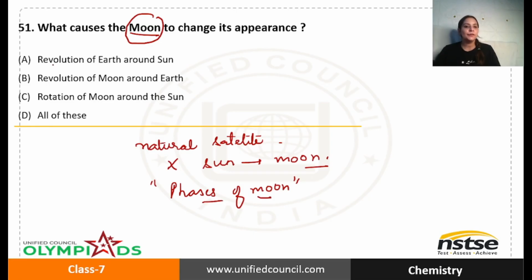It is just because of, option A says revolution of earth around the sun, revolution of moon around the earth, rotation of moon around the sun, or all of these. Let me tell you, it is just because the moon is revolving around the earth, right? So when the moon is revolving around the earth, there are a few stages when it is close to the sun and its parts get illuminated, but when it is far from the sun, then its surface is not being illuminated. That is why you keep on seeing that its appearance changes. So the answer is option B, that is revolution of moon around the earth.